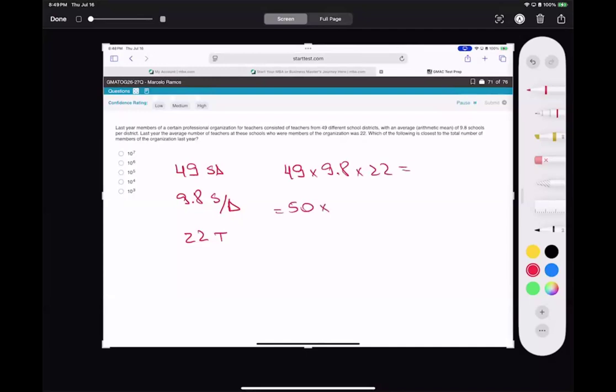50 times 10 times 20. 2 times 5 is 10. 1, 2, 3 zeros. So 10 to the power of 4. Is that okay?